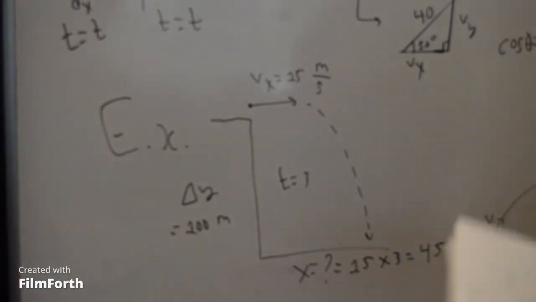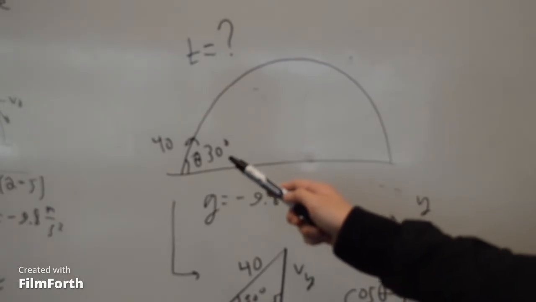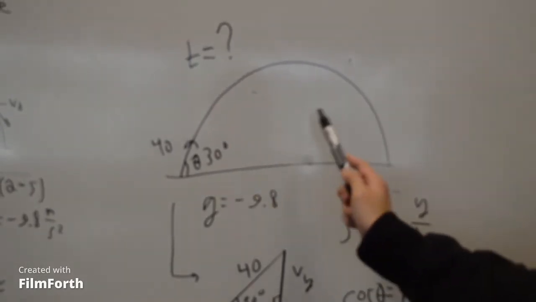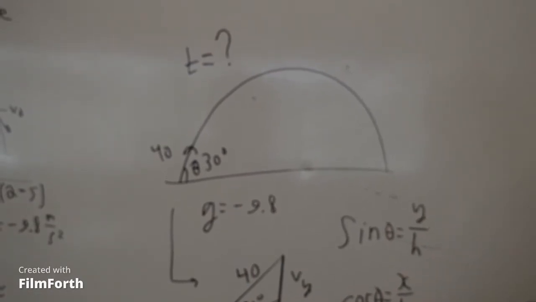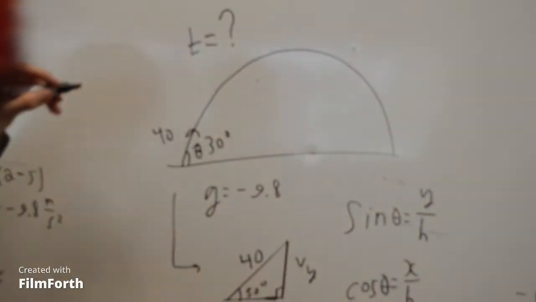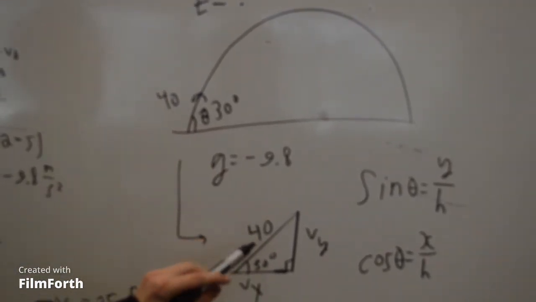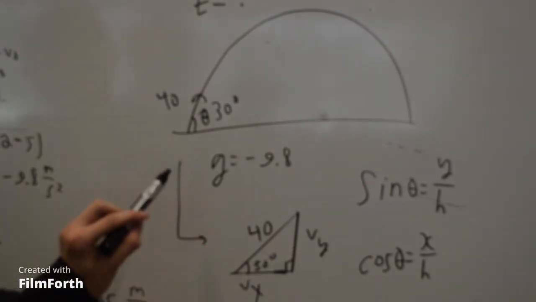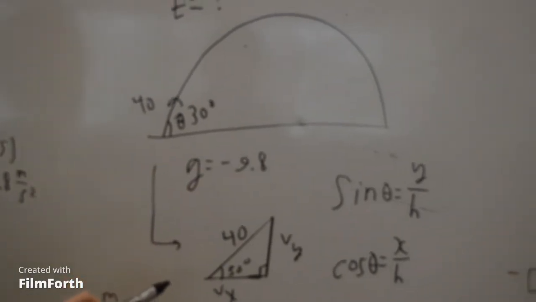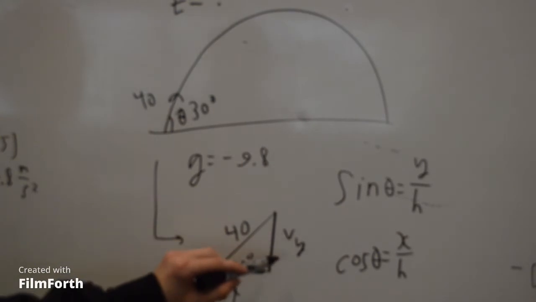Alright, let's do another example. Suppose a projectile was launched with an initial velocity of 40 meters per second at 30 degrees above the horizontal. What is the time? If we split our velocity into components, we see there's a horizontal component and a vertical component. Because we don't know what the range, or the horizontal displacement, is, we can't find the time that way, so it's better to use the vertical component.